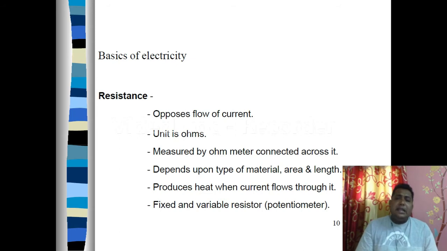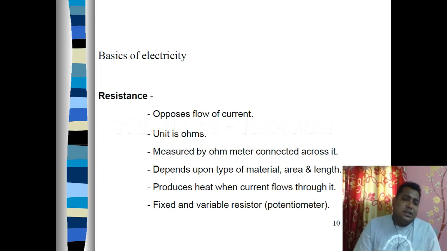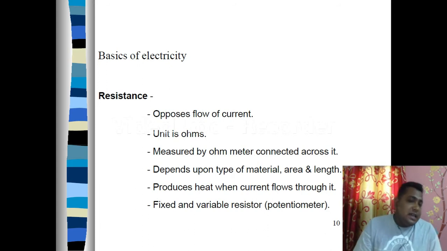It depends upon the material, area and length. We have studied in school that resistance is equal to rho L by A, where rho is the resistivity, L is the length, and A is the area. So these are the things on which the resistance value may change, and we can calculate the resistance value if those quantities are known to us. It produces heat when current flows through it. When current flows through any particular resistor, there is a voltage drop, and due to that there is heat generation.